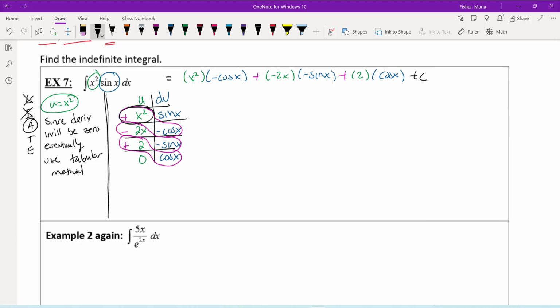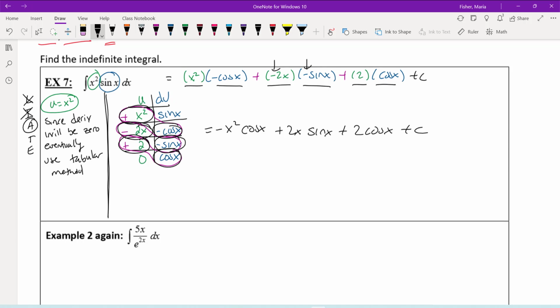Again, x squared times a negative cosine plus a negative 2x times a negative sine plus a positive 2 times a positive cosine. Ran out of terms, write in your constant of integration. Finally, clean this up and you have negative x squared cosine of x, and minus and minus become a plus, 2x sine of x plus 2 cosine of x plus c.